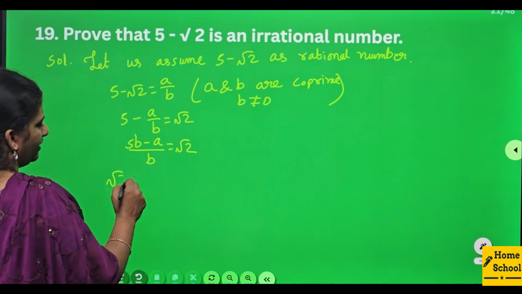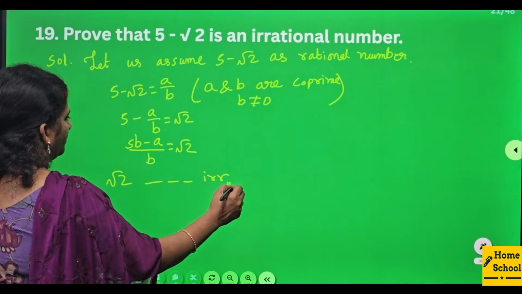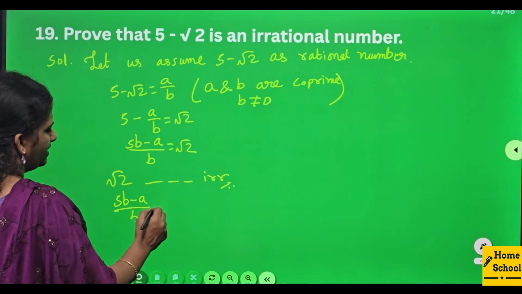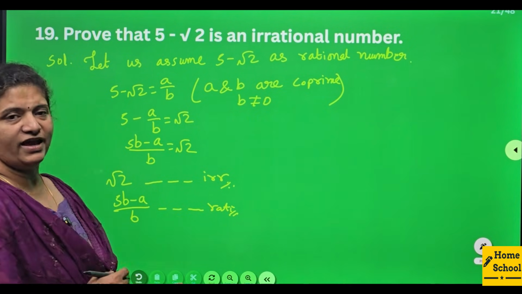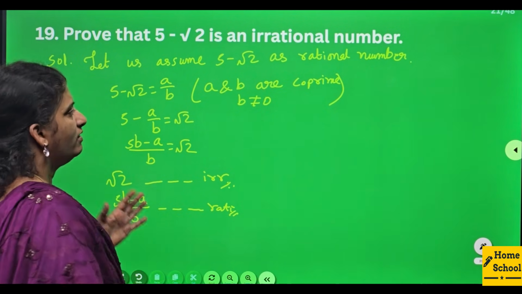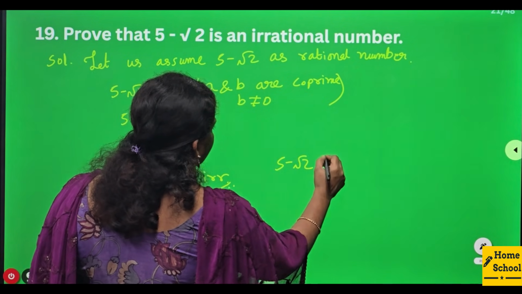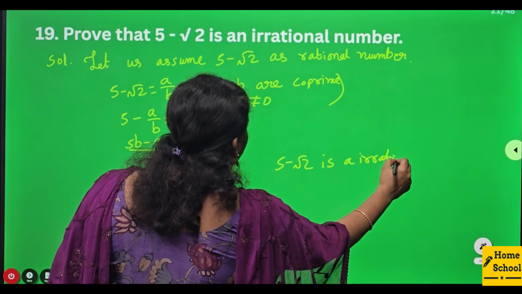What are we going to write? Whereas root 2 is irrational and 5b minus a by b is rational. So both cannot be equal. Therefore my assumption is wrong. Finally, what can I say? 5 minus root 2 is an irrational number.